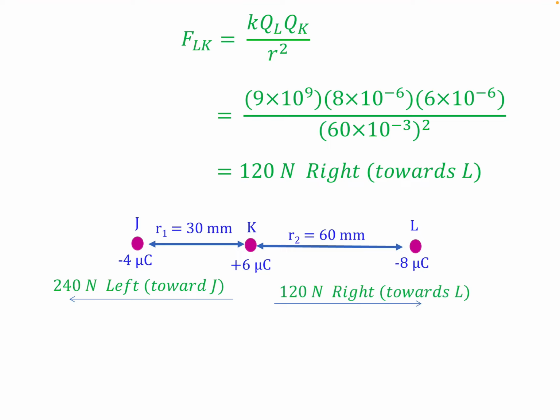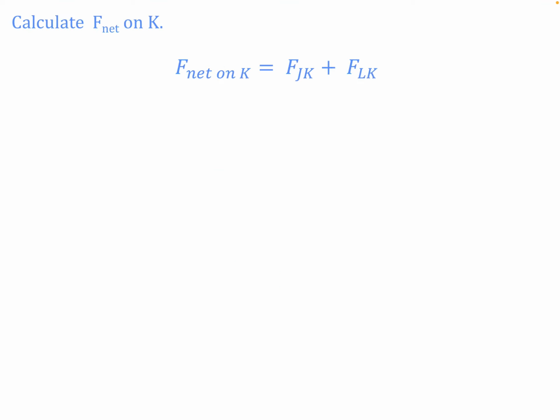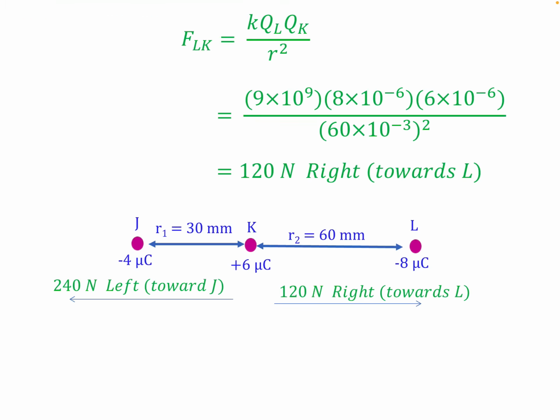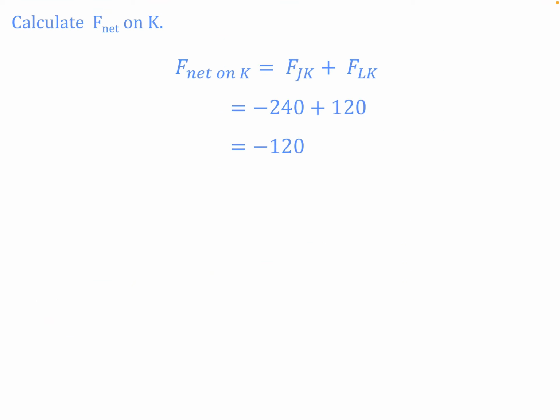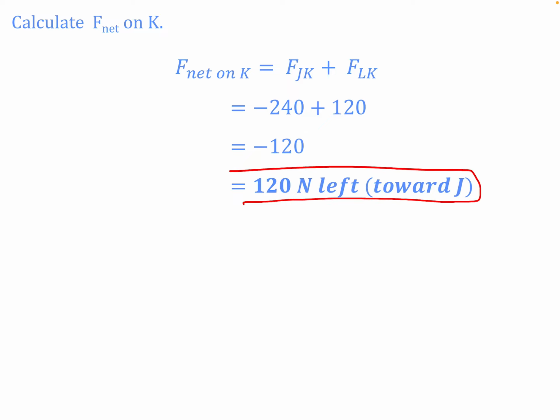This looks like a diagram we know. That means if I want F net, I'm going to take J, K's force, and L, K's force. I made to the right positive, so if we look back at my diagram, this was to the left, so this is minus 240, because I decided right at the beginning to make right positive. Probably wasn't a good decision. Doesn't matter. I get a negative value. That means it's got to be going to the left. It's going towards J. So nice and simple.